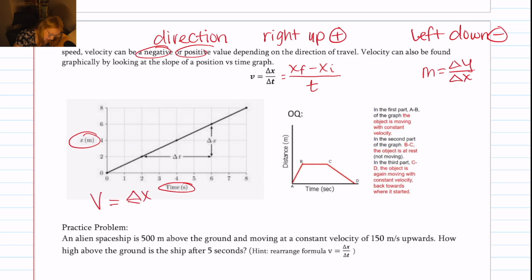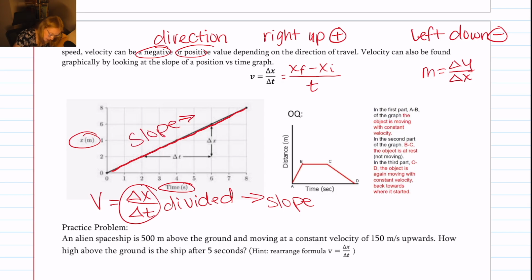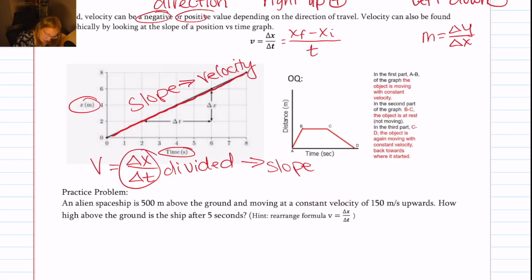If you have position and you have time and they're being divided like that, then that means to analyze the slope. And we kind of talked about that in our math unit. Okay, so if I can find the slope of this line, it would be the velocity, because it's change in position over change in time, change in y over change in x.